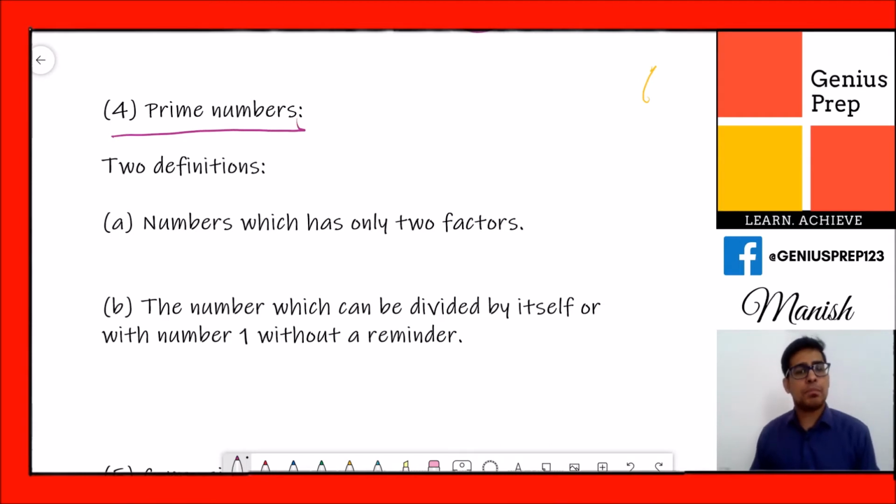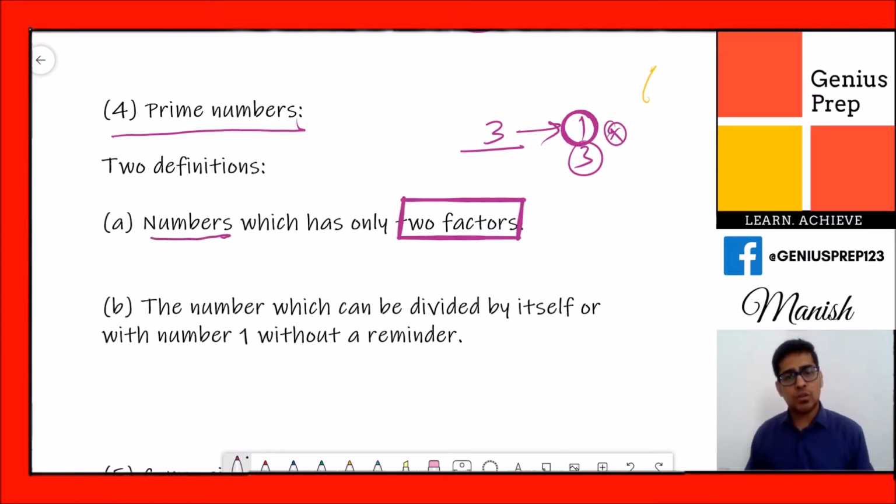The next topic is prime numbers. For prime numbers, there are 2 definitions. I will tell you both of them, and then you can decide which one is simpler for you and which one you want to go with. The first definition is a number which has only 2 factors. What does it mean? Suppose there is a number 3. What will be the factors of 3? The factors will be 1 and 3. Does it have any other factor? No, it doesn't. So a number is called a prime number if it has only 2 factors, not more than 2, not less than 2.